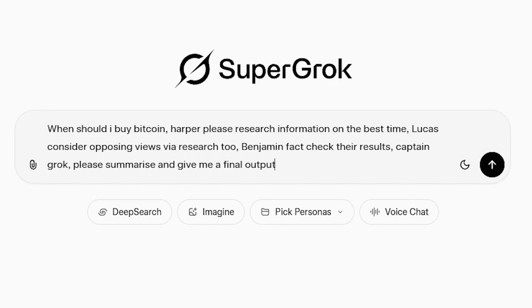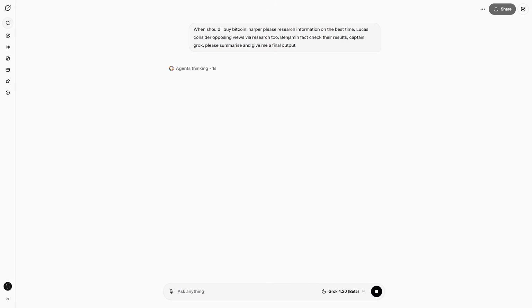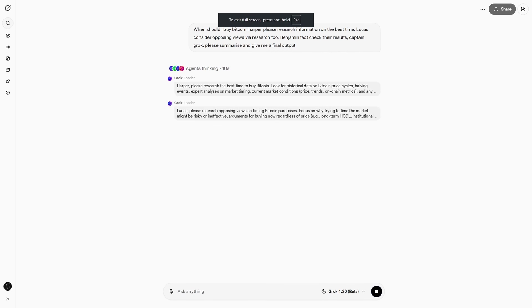Third, you have someone fact check it. Then fourth, you have someone give you a final answer summarizing everything. So once you put that in, you're going to see now the agents are thinking. And so you can see here that Captain Grok is basically telling the agents what to do.